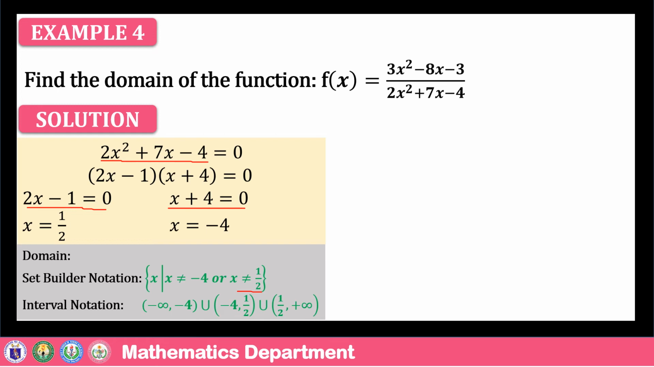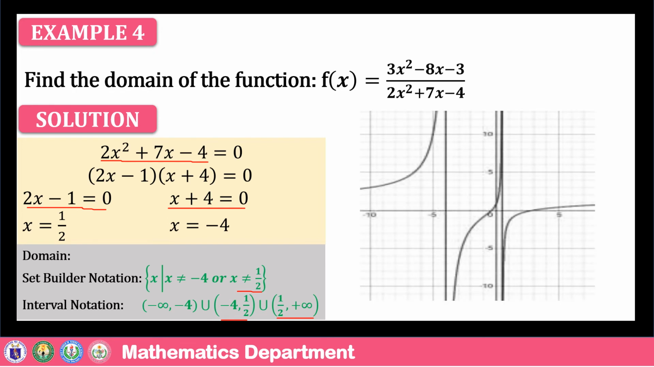So in interval notation, that is from negative infinity to negative 4, union negative 4 to positive 1/2, union positive 1/2 to positive infinity. At kung titingnan natin yung ating graph, ito yung kanyang magiging graph. So ang magiging range nito by just looking at the graph ay set of all real numbers since lahat naman ng values ng y dito ay define yung ating graph.